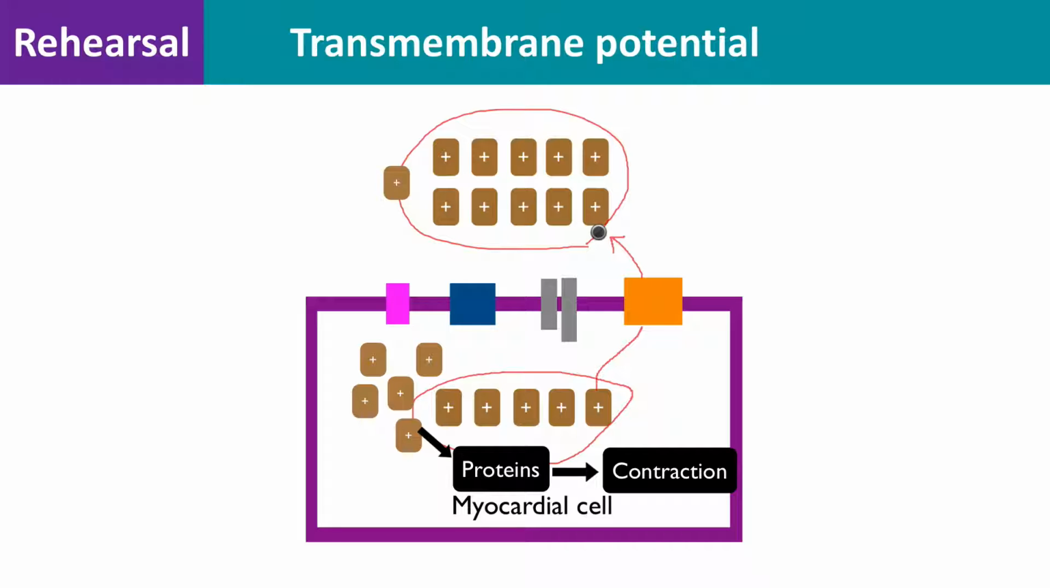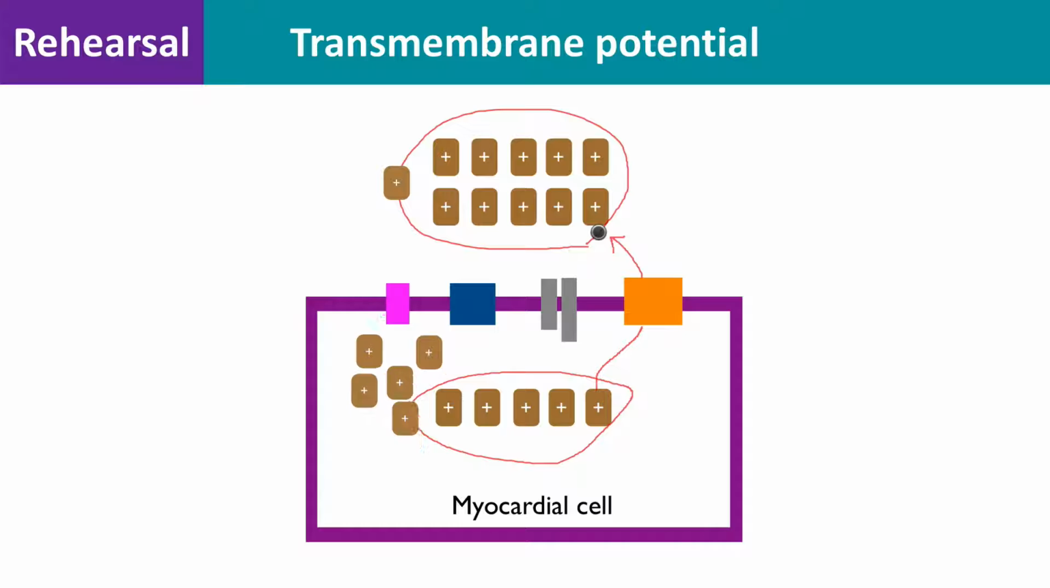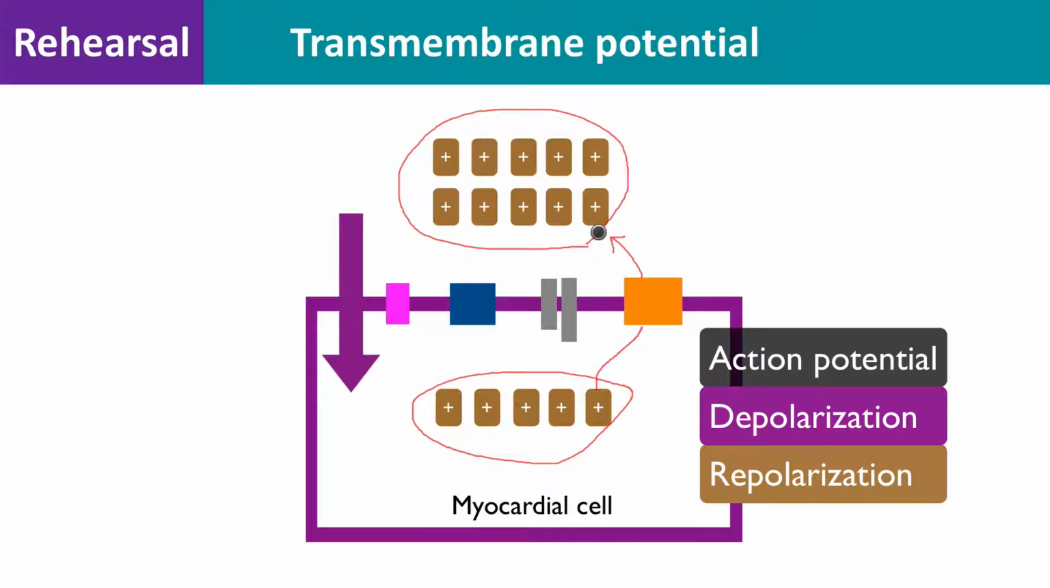Nevertheless, in order for the cell to be able to contract again, it must repolarize, which basically means that the battery must be recharged. And this is done by moving the positive ions out of the cell again. So the action potential is simply the depolarization and the repolarization. And that means the activation and the recovery.